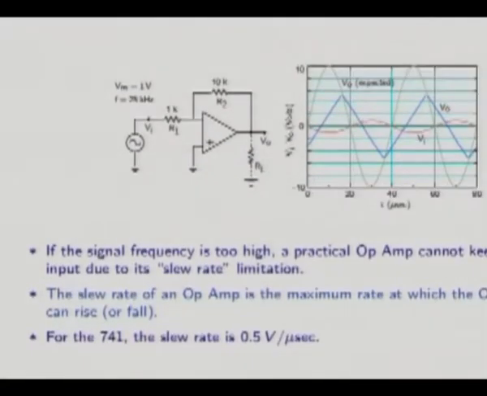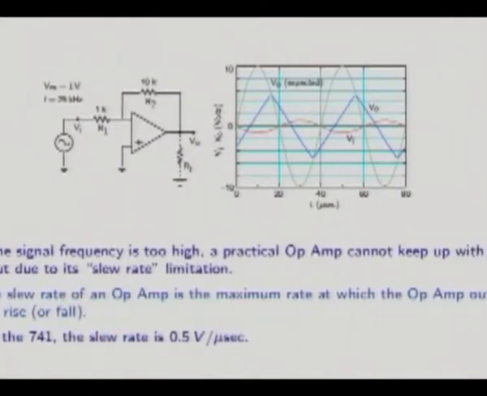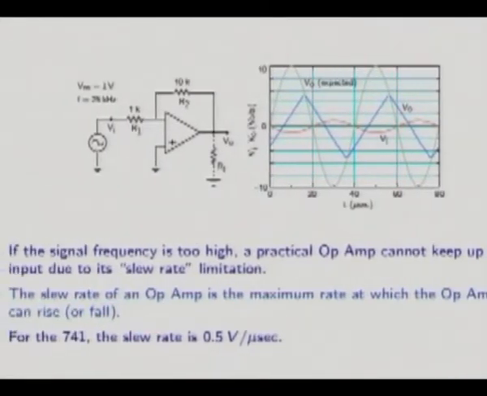So this is a slide that you can show to explain what slew rate does to an inverting amplifier. The slew rate of an op amp is the maximum rate at which the op amp output can rise or fall. For the 741, the slew rate is 0.5 volts per microsecond, and in fact you can see these slopes. These will turn out to be more or less that 0.5 volts per microsecond.